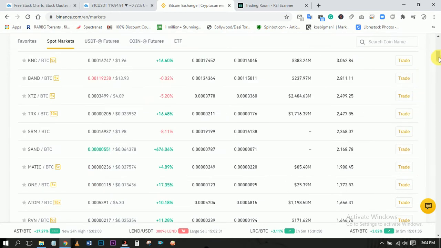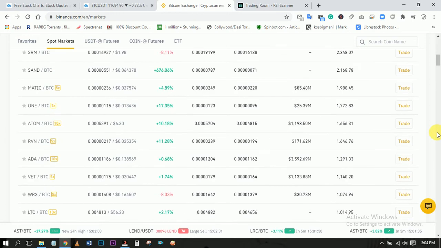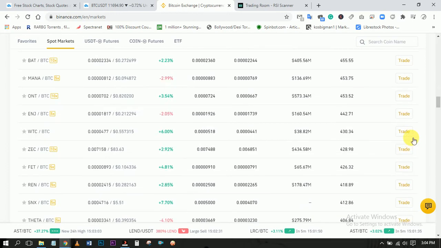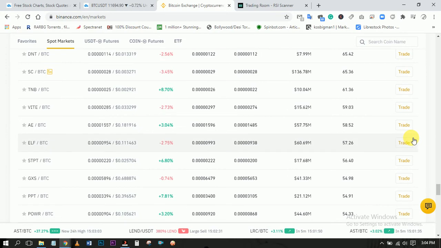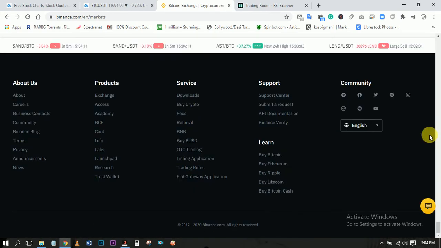If you scroll down to the bottom of this page, you should be able to see the Binance app. This list is quite long, so you will get a link where you can actually download the Binance app.